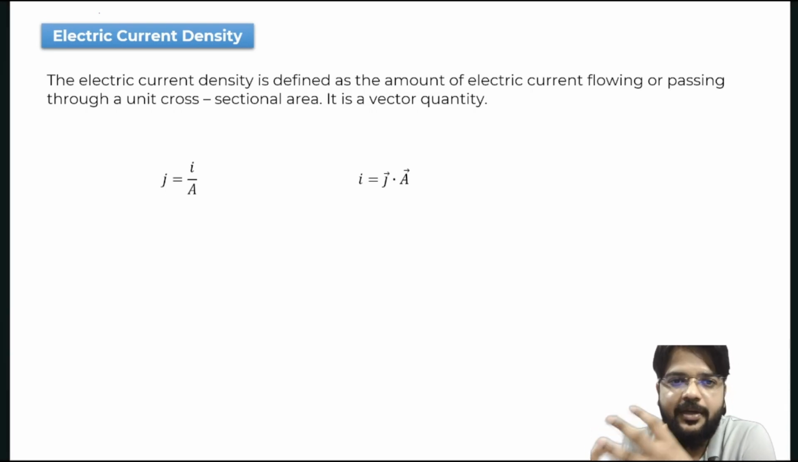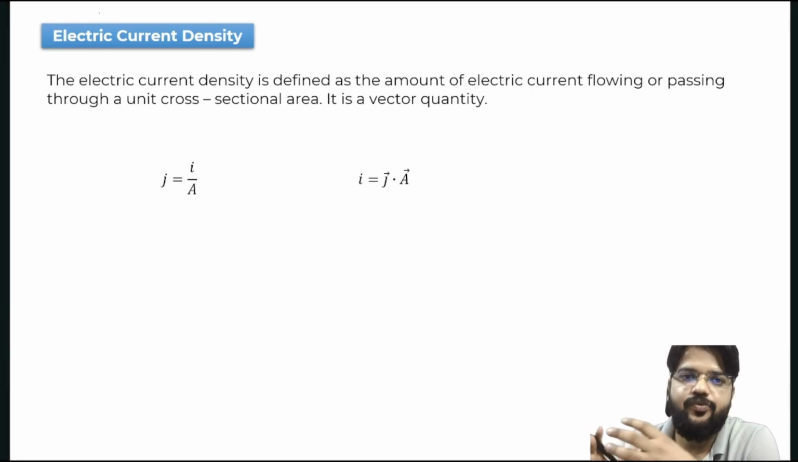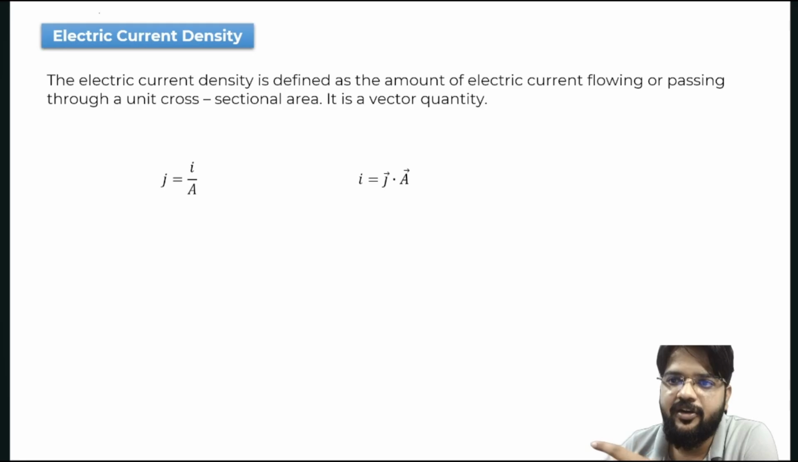Let's see the next topic, electric current density. So what is the definition of electric current density? The electric current density is defined as the amount of electric current flowing or passing through a unit cross-sectional area, and it is a vector quantity. So how much current is passing through a unit cross-sectional area? This thing we define with the help of electric current density.